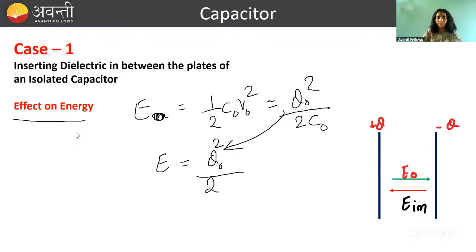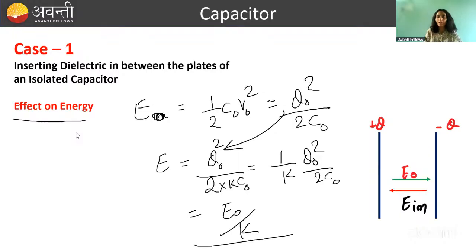Yes, Kiran. Yeah, correct. So C क्या हो जाएगा तुम्हारा? Here it will become K C naught. So if you see here carefully, it is becoming 1 by K times Q naught square by 2C naught. So Q naught square by 2C naught was the initial energy, and now energy is what? E naught by K. So energy will get decreased by K times.